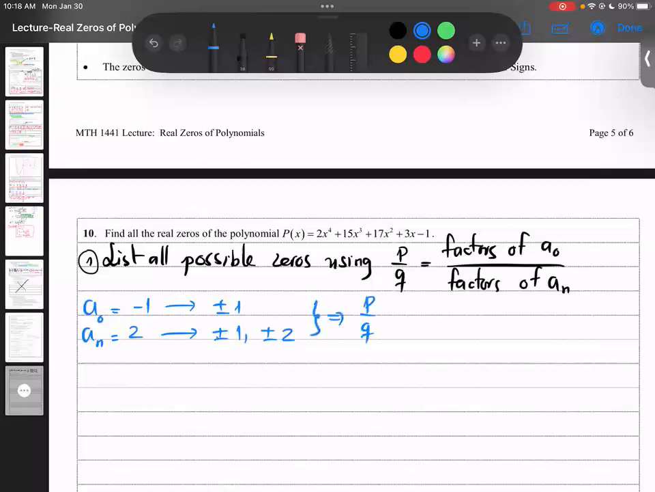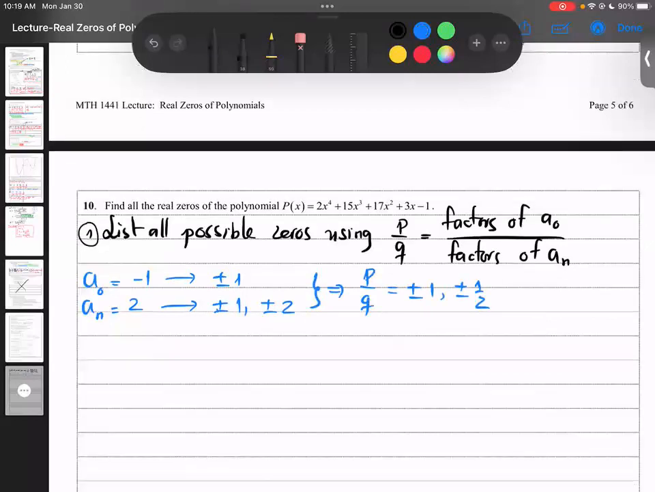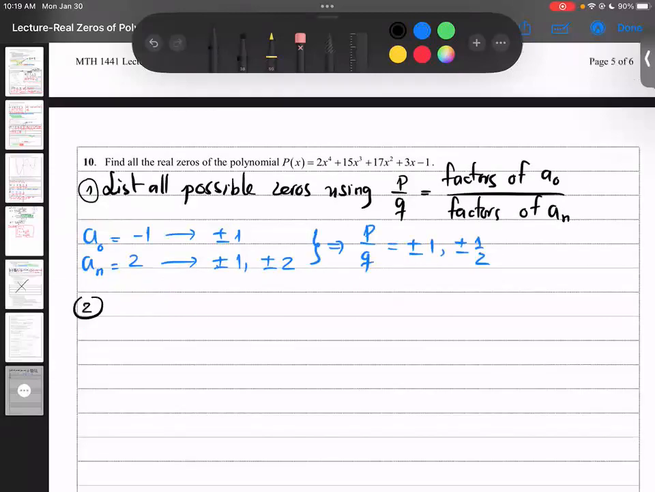Now, P over Q, one pair at a time. Plus minus 1 divided by plus minus 1 is plus minus 1. Plus minus 1 divided by plus minus 2 is plus minus 1/2. And that's it. Short one. That's step number 1. See, it's 5 points just doing that. You live on partial credit, so do not leave things unwritten. Whatever you think in your head, write it out. Maybe I'll give you partial credit. Step number 2, you can evaluate a few integers.